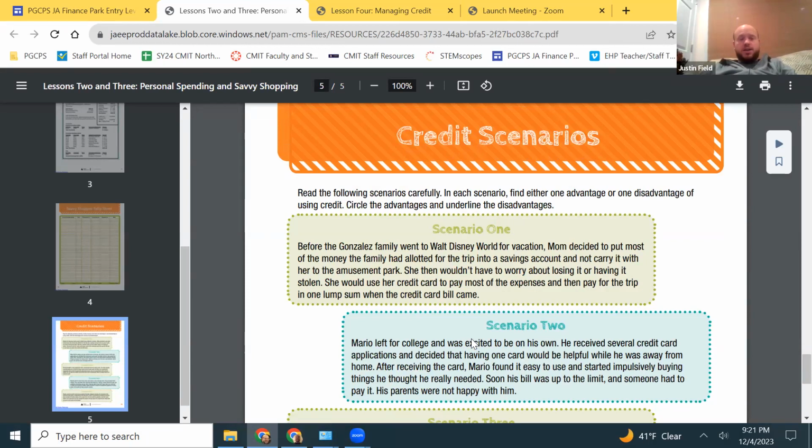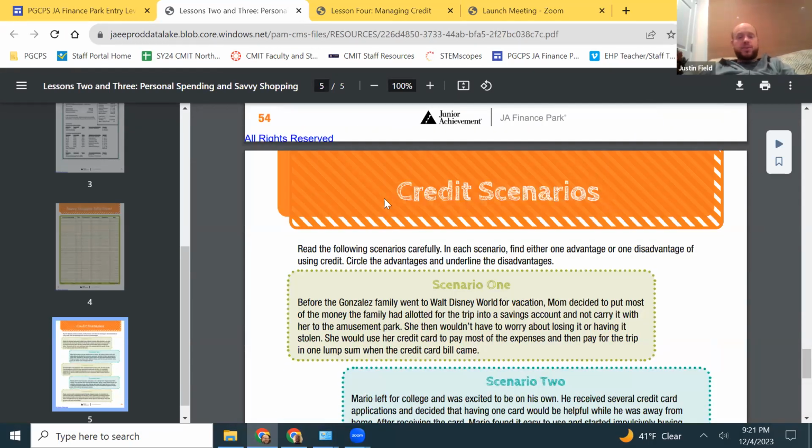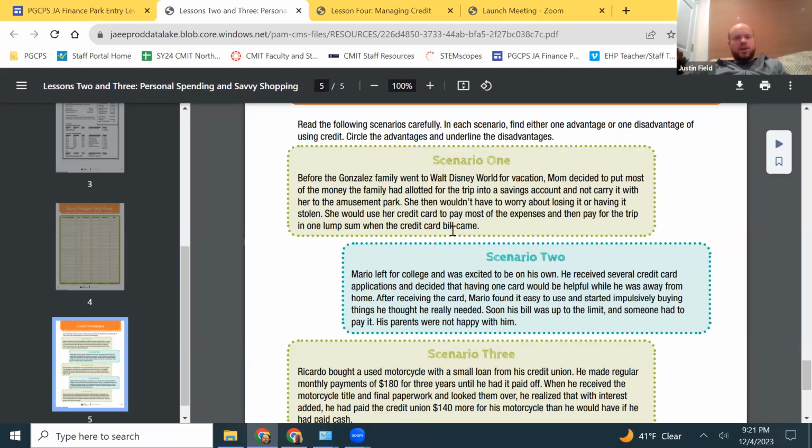Lastly, on this little segment is credit scenarios. So we're going to read this together. Read the following scenarios carefully. In each scenario, find either one advantage or one disadvantage of using credit. Circle the advantages and underline the disadvantages.